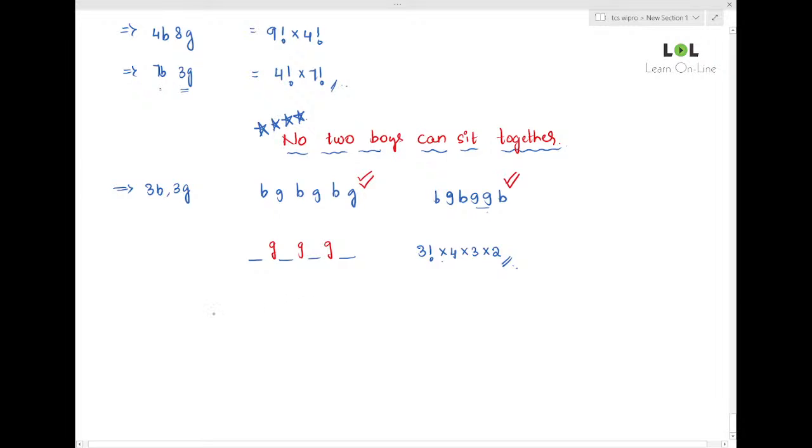Okay, observe. Let me take another example. You'll get a clear picture. 4 boys, 4 girls. If I take, what do I do? First, arrange girls.